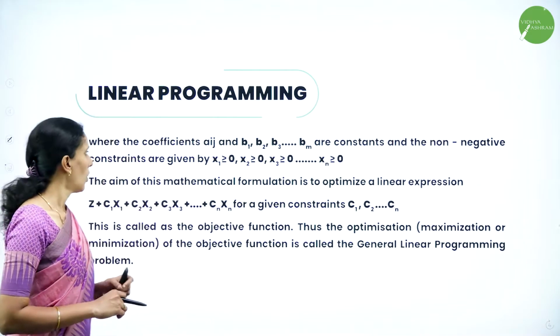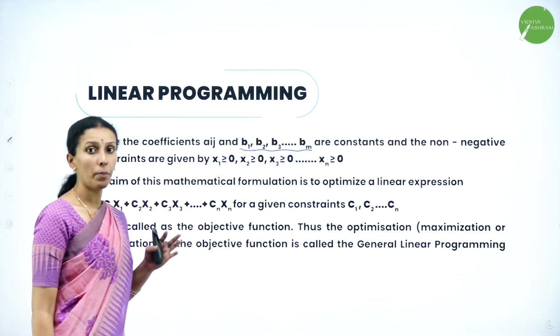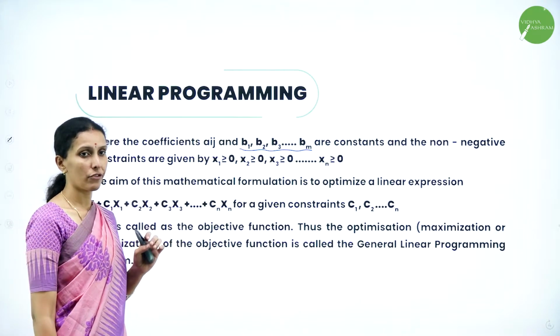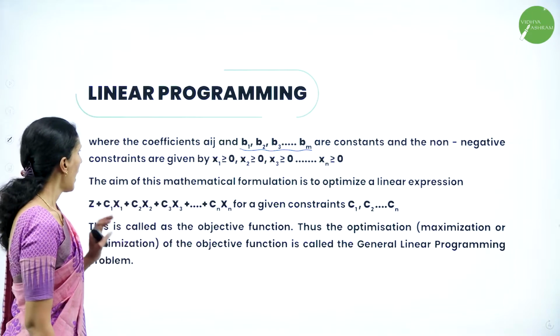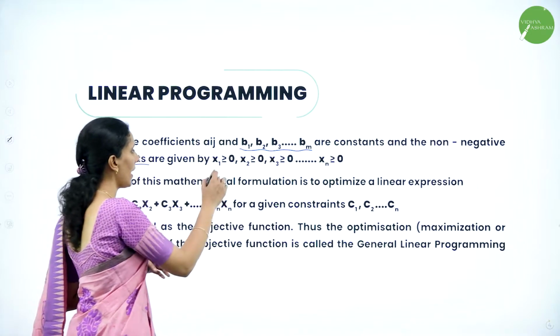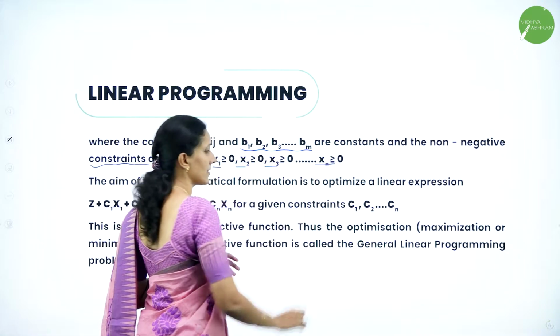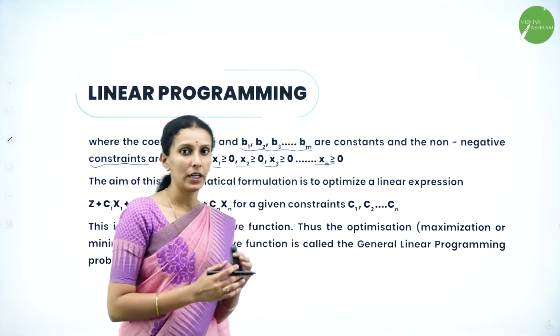So here, what are these b1, b2, bn? They are all constants and they are all non-negative constants. So they may be equal to 0 or greater than 0. And they are called constraints. They are given by x1, x2, x3 and xn. So we may have different numbers of constraints for a particular task.